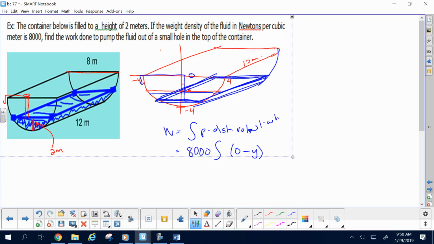Now what's the width of each one? Is it constant or varying, the width of these? Varying, okay? And is it x or 2x? 2x. I'll have to deal with that in a minute, but for now I'm going to put it down, 2x. What about the length? That's 12, it's constant. And what about the height of each sheet? 2y. All right, so cool. I'll come back to that x in a minute. What are the limits of integration?